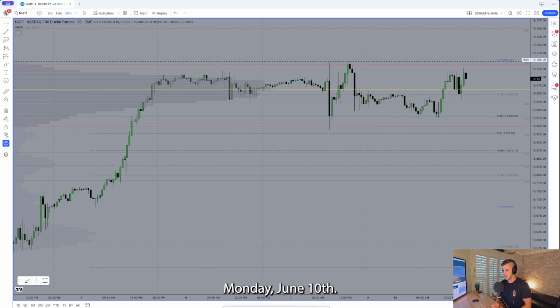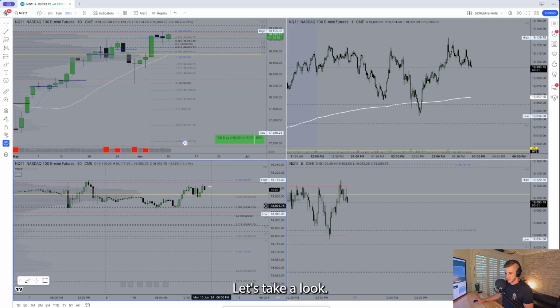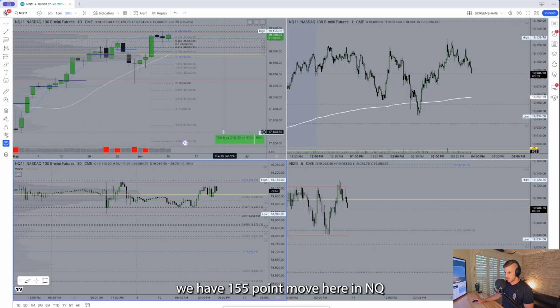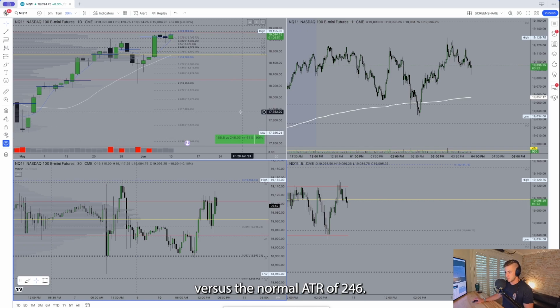Alrighty, Monday, June 10th, quick session recap here, starting off with NQ. So pretty slow session, price offering half of an ATR move, a little bit more than half of an ATR move. Let's take a look. We have a 155 point move here in NQ versus the normal ATR of 246. So a bit more than half.